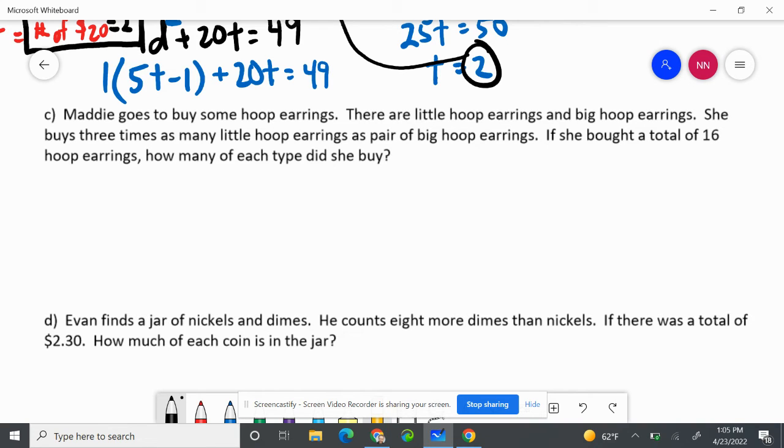So, looking at letter C, Maddie goes to buy some hoop earrings. There are little hoop earrings and big hoop earrings. She buys 3 times as many little hoop earrings as pairs of big hoop earrings. If she bought a total of 16 hoop earrings, how many of each type did she buy? So I'm going to use L, and I probably should make a cursive L so it doesn't look like a 1. So L for little hoop earrings.